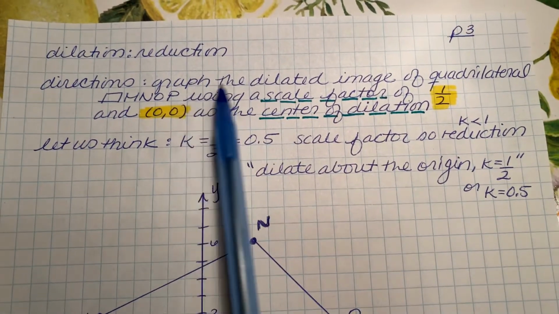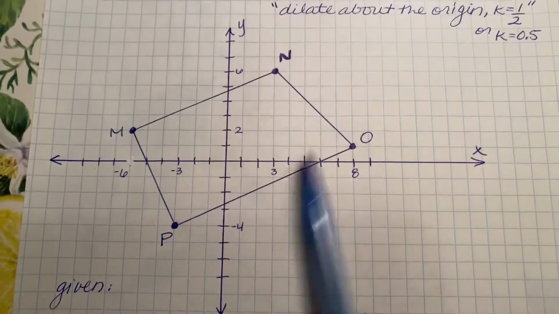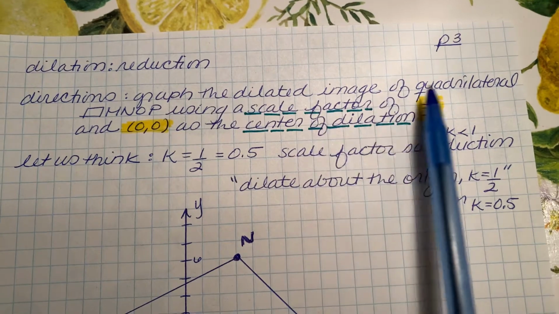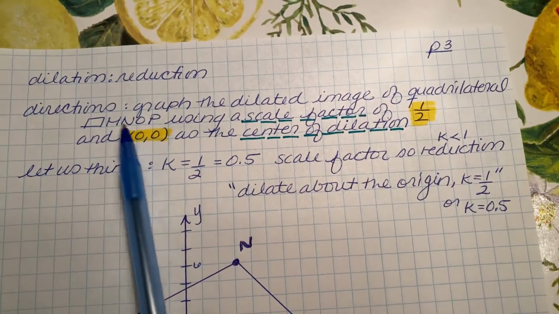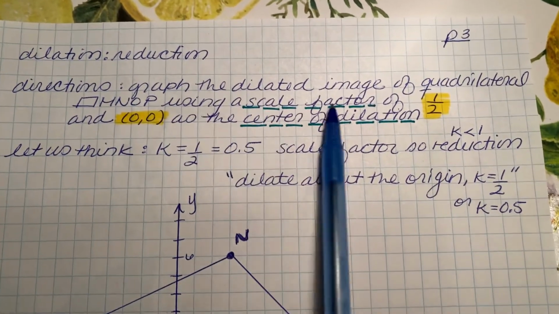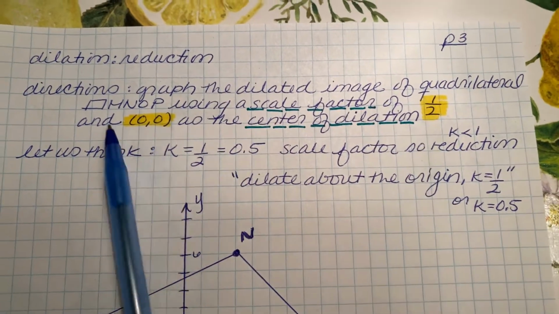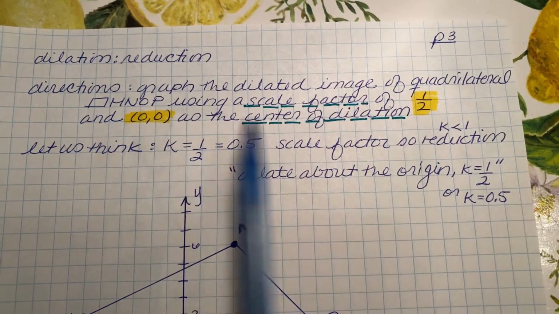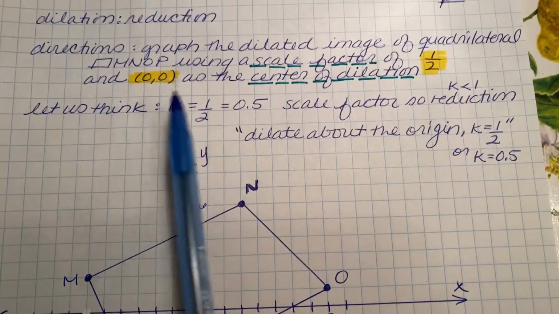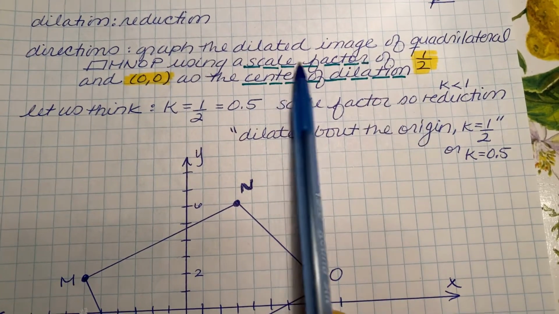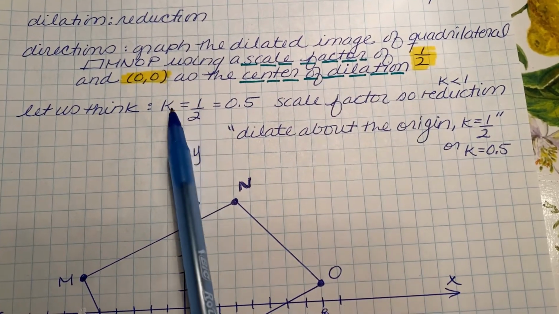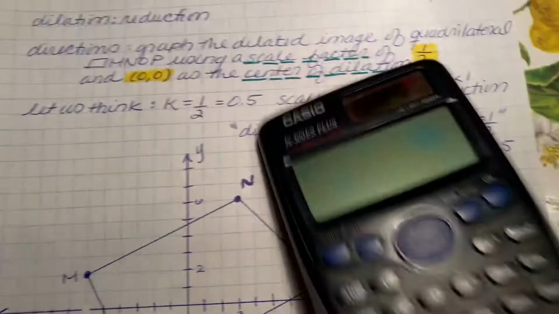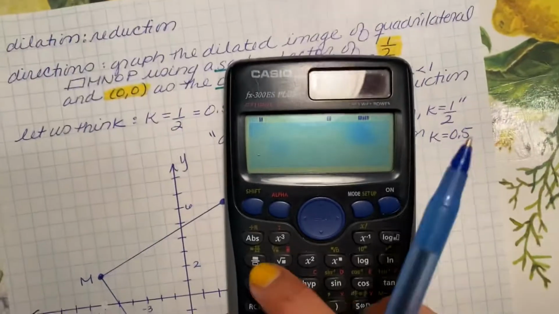All right, directions. Graph the dilated image. It's a quadrilateral because it has 4 sides. Graph the dilated image of the quadrilateral MNOP, using a scale factor of 1/2 and 0, 0 as a center of dilation. So I highlighted the important parts. Okay, so let us think. K is 1/2 because it's a scale factor of 1/2. Scale factor is the letter K. Now, 1/2 is a nice decimal, and so that's why I did that.